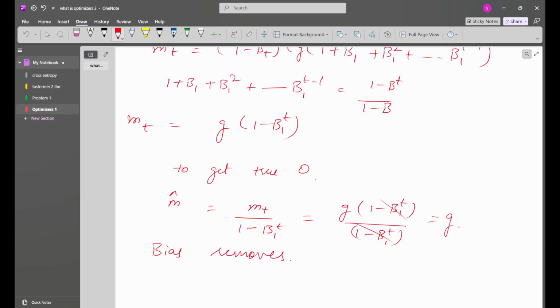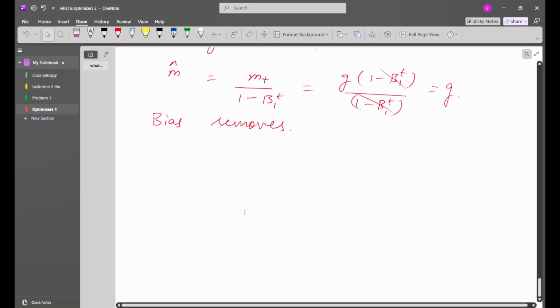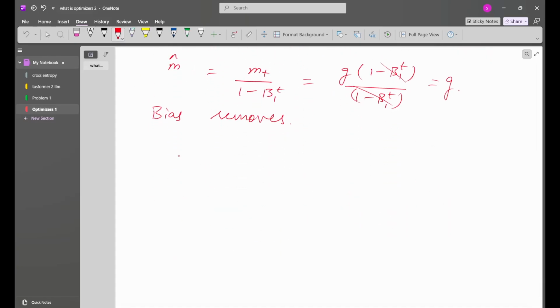That is why we are using this bias correction, and it removes the underestimation bias. It fixes the underestimation at the beginning. You can also see this using a simple numerical example. Assume beta_1 equal to 0.9, gradient equal to 10. Okay, so m1 is equal to 0.1 times 10.